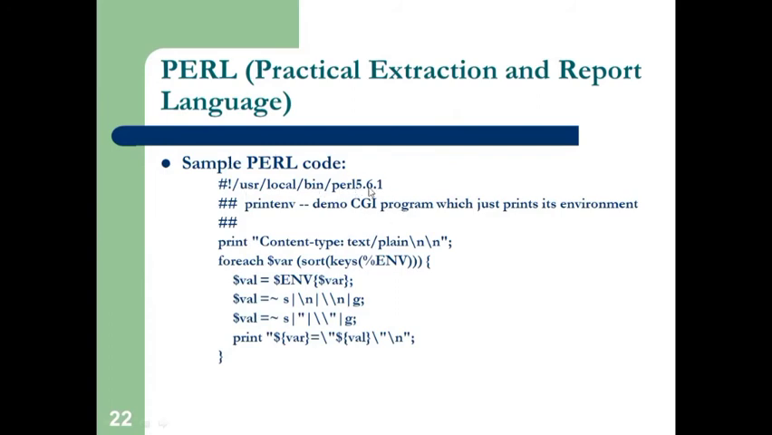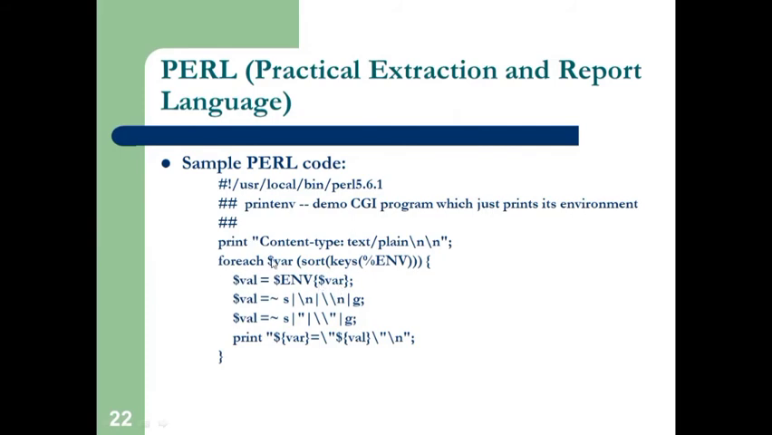You have to install the library of Perl first inside your computer, whereas in PHP you do not need to install anything. Then you write your code: print env demo CGI program. So basically this prints a simple quotation, showing that this code only prints a simple CGI program in its environment. Print content type text plain, and \n means it gives line spacing, one line space, then another line space.